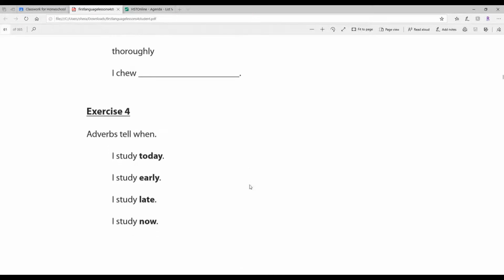All right, let's look at exercise 4. Adverbs also tell when. When do you study? I study today. I study early. I study late. I study now. These words are adverbs that tell when someone studies.